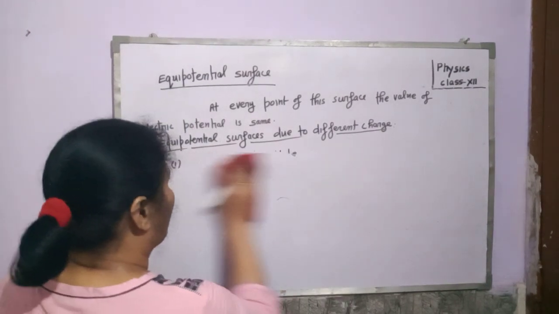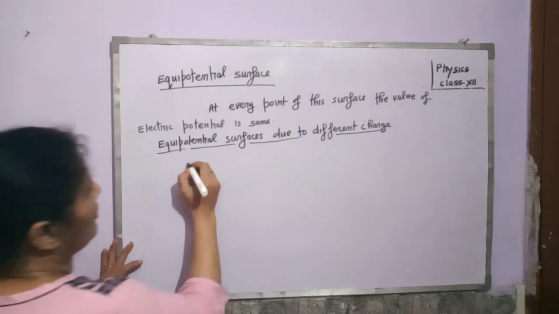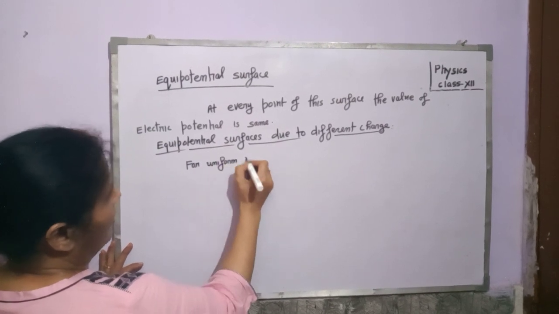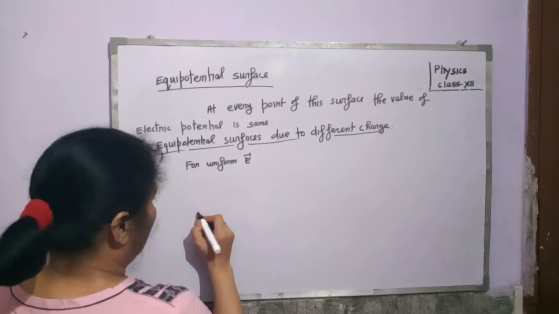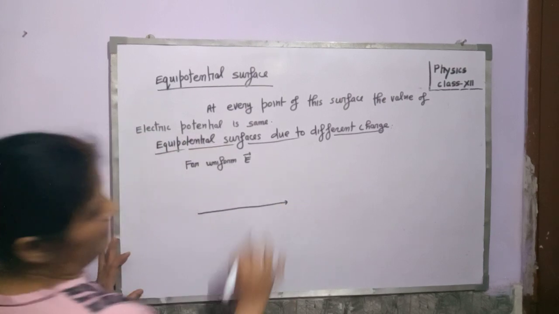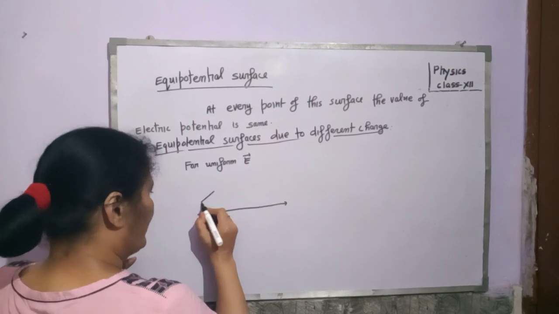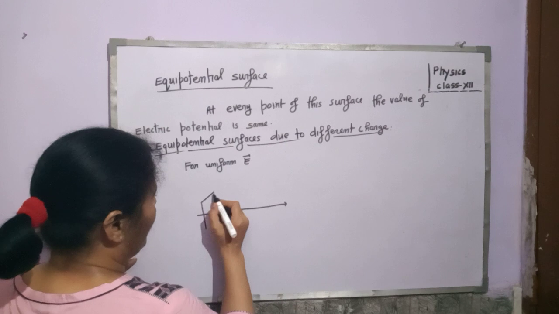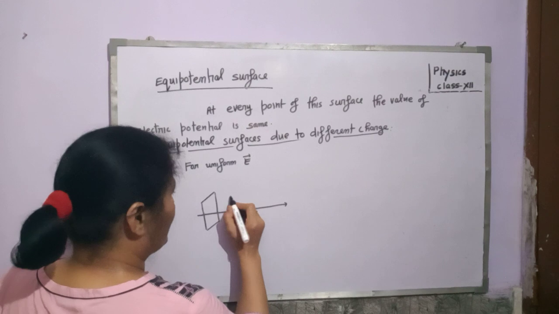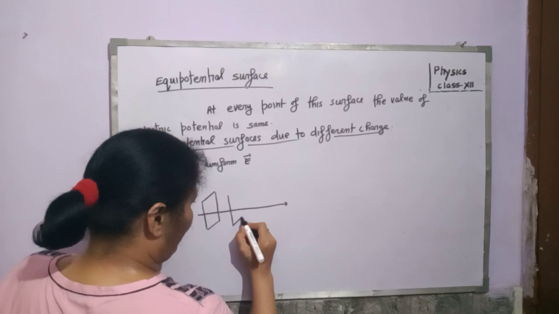Now for a uniform electric field, how can you draw it? Suppose the uniform electric field is along this direction, along the x-axis. Then the equipotential surfaces will be planes parallel to the YZ plane. This is your YZ plane. These are equally spaced.